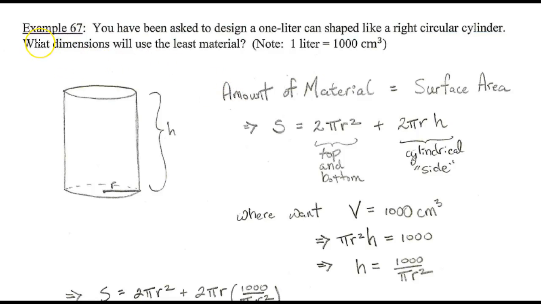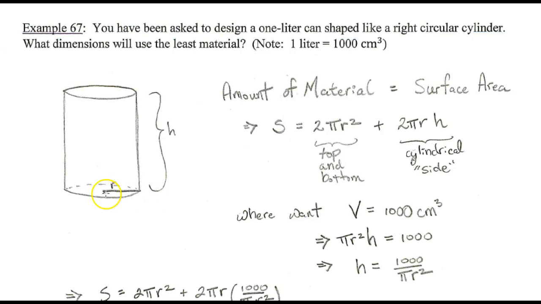Okay, this is example 67 in section 4.5, applied optimization. We will first read the problem. You have been asked to design a 1-liter can shaped like a right circular cylinder. So just imagine a soda pop can or something like that. That's what it means by a right circular cylinder. It has a base which is a circle, and then it goes straight up everywhere, just like a can.